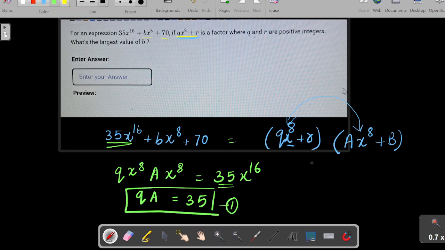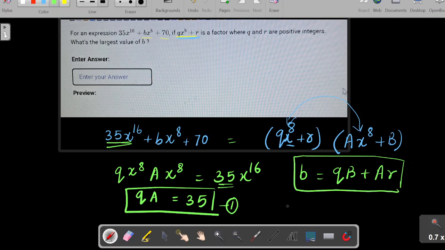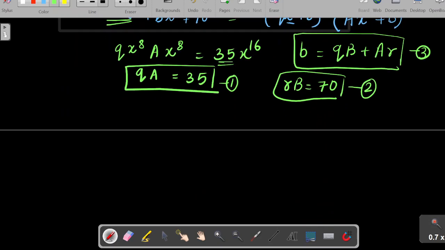You will get b equals qb plus ar. You can try. Open this and then you can start comparing. That is equation 2. And when you're comparing the constants, you will get rb equals 70. So equation 2, equation 3. Now I got all the three equations after comparing. Now your first thing is to understand what qa means. qa means they are in multiplication, right? So can I say that q and a are the factors of 35? Correct? qa equals 35.